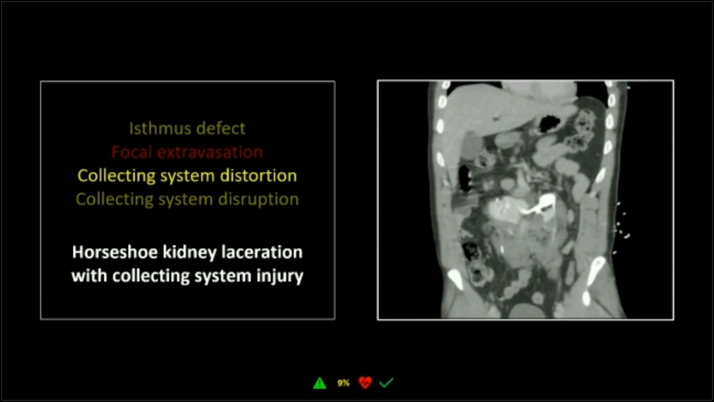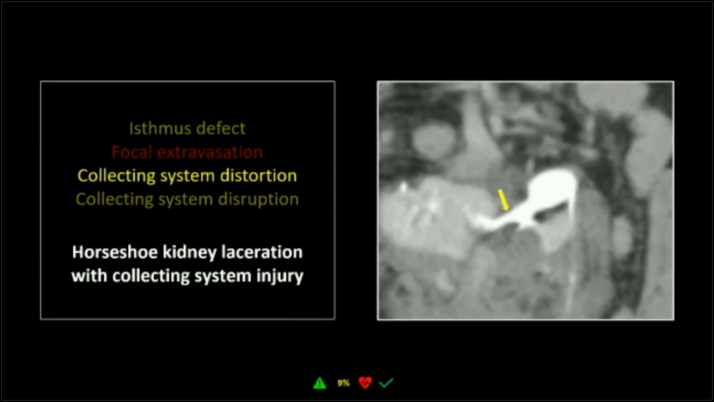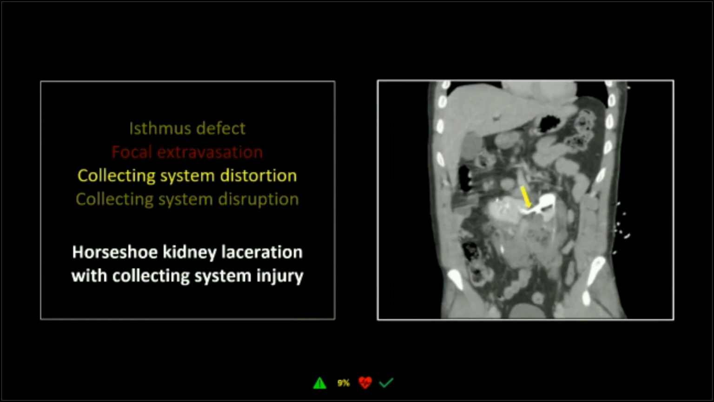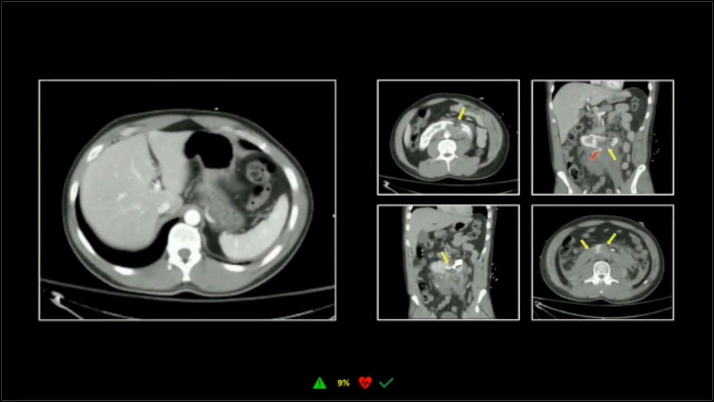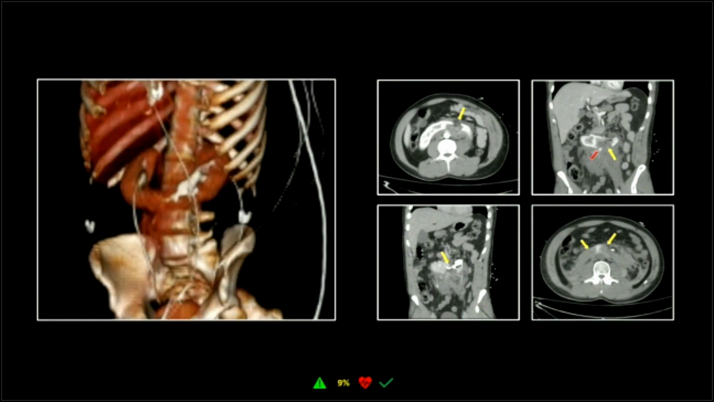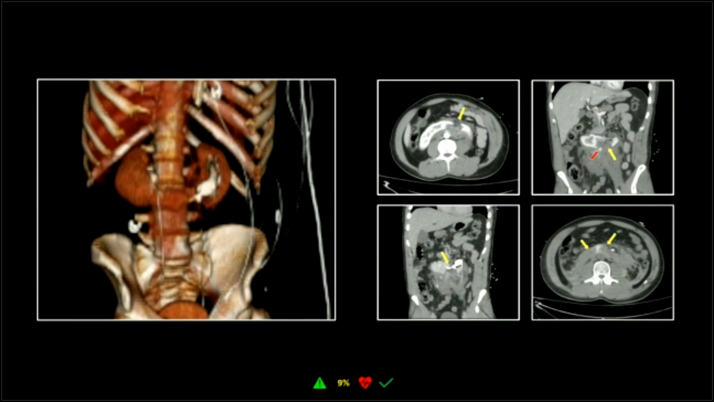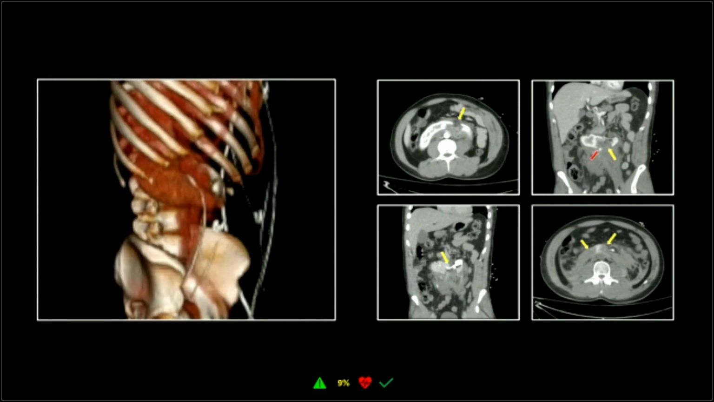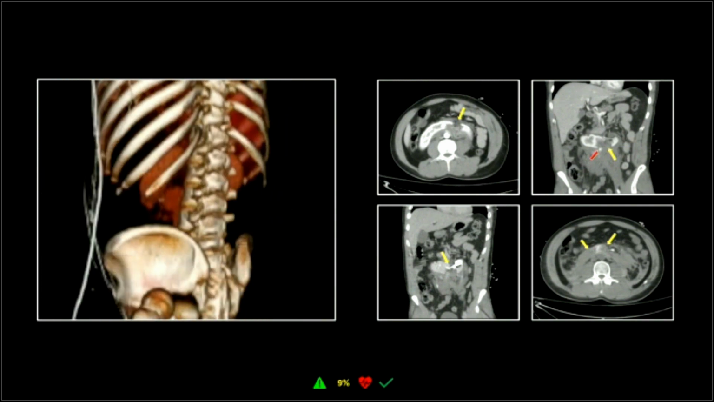The thing that was interesting about this is on the delayed images, the collecting system is not disrupted. It's actually bridging that gap that's been created in the isthmus, right there. And in fact, look at that. I've even got a 3D later that will show that. So here on the 3D, you can actually see that opacified collecting system still bridging the gap there of the parenchymal isthmus.